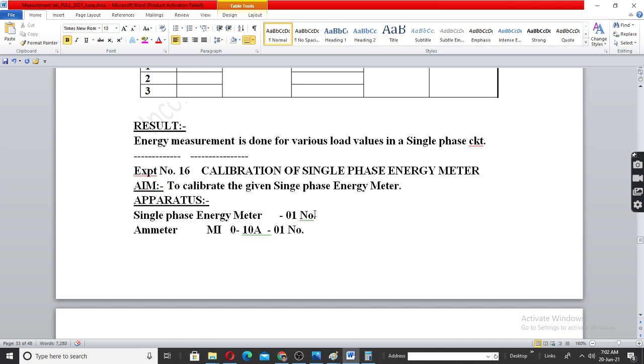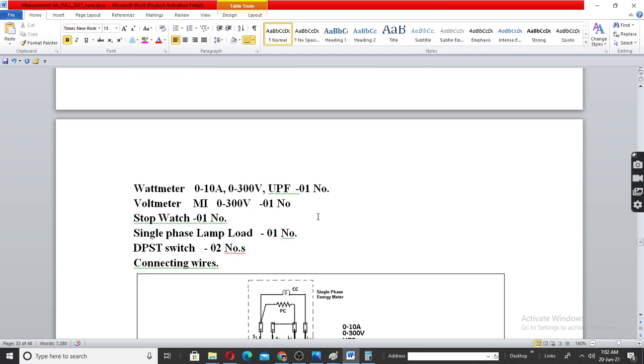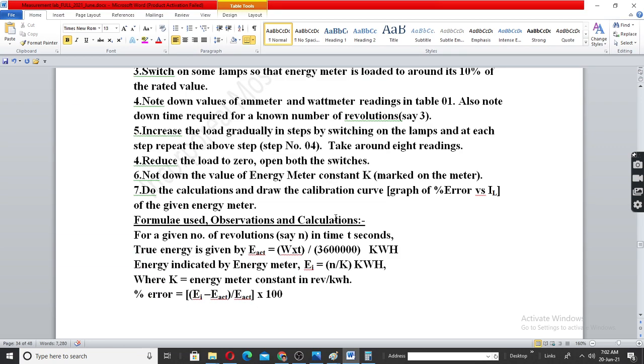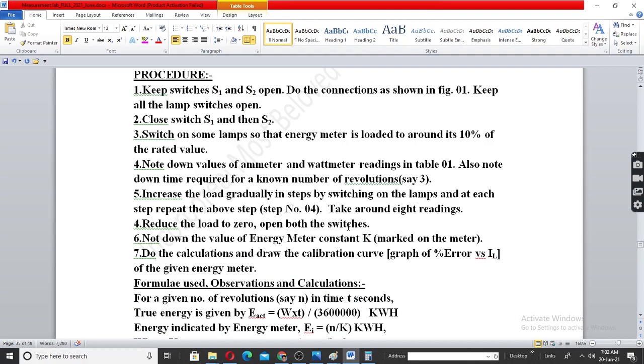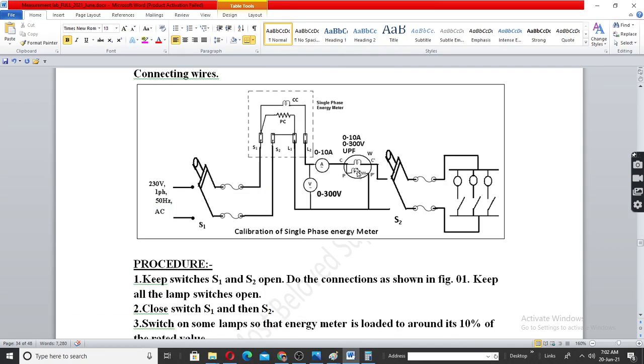Next is calibration of single phase energy meter. Here we are finding the error. Okay, circuit connections are the same except that a watt meter is introduced here. See, this is MLCB. Some manufacturers write here CC CC dash PP dash, current coil, potential coil.